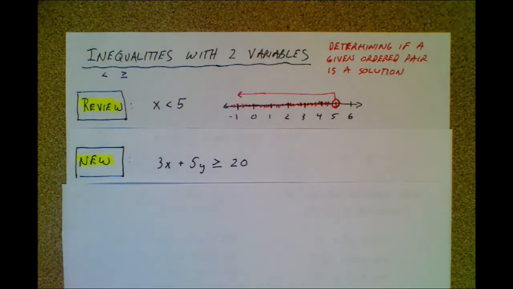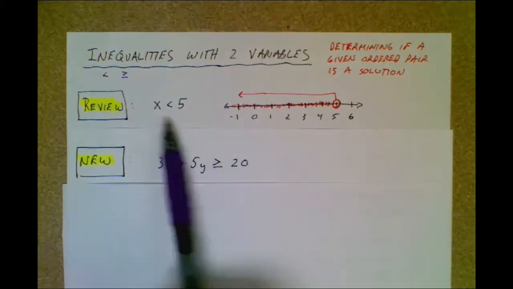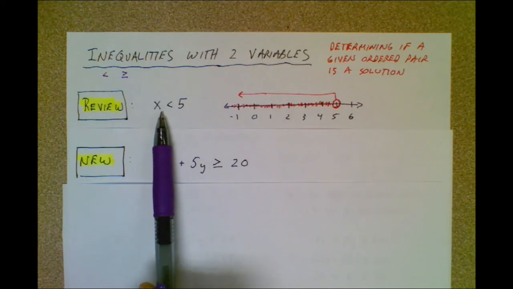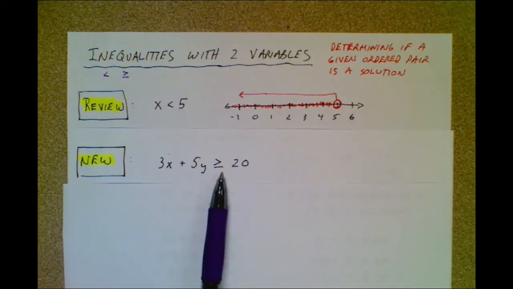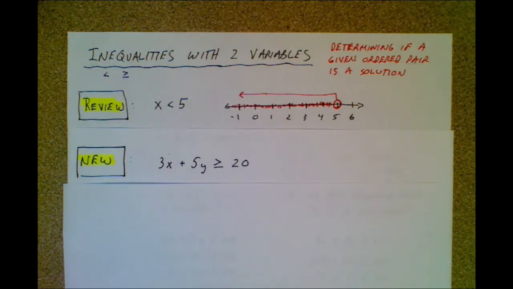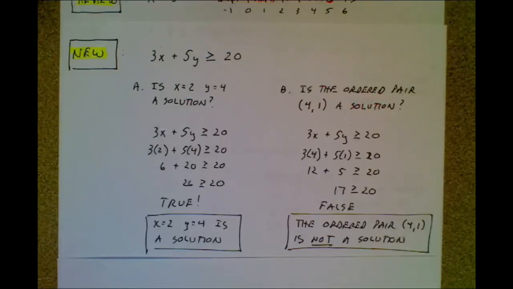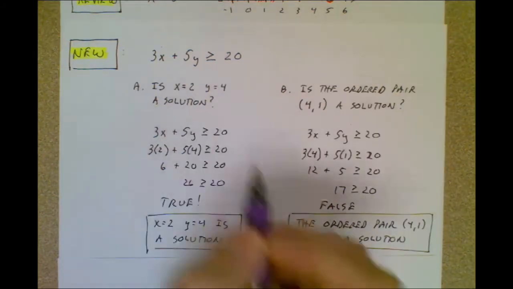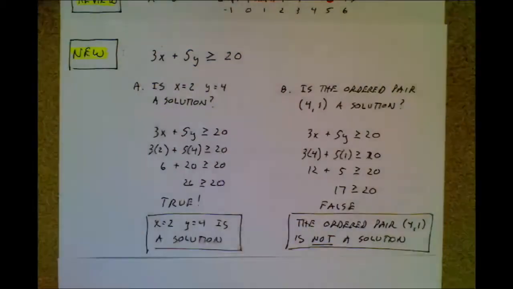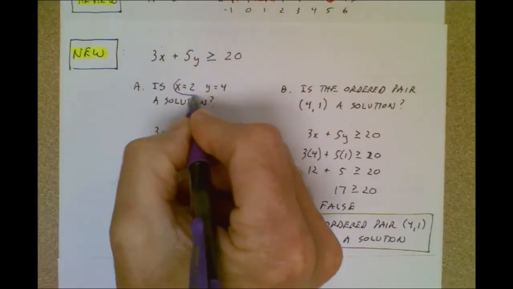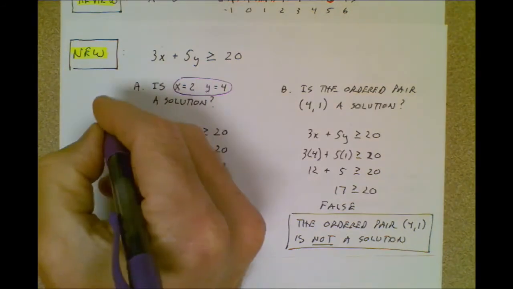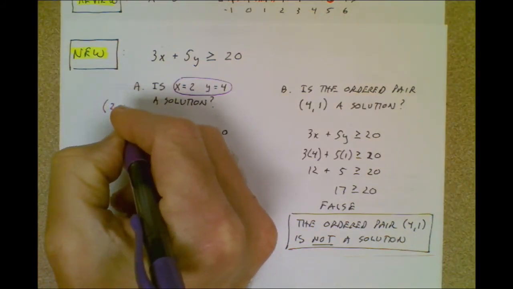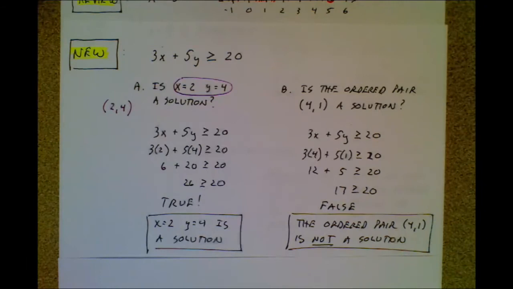So now we'll move forward to the new stuff. What we did before were inequalities with one variable, just an x. The new stuff is going to have x and y variables. And for today, we're just concerned about determining if an ordered pair is a solution to that inequality. And by the way, for this first example, I have x equals 2, y equals 4. Remember that you can always write that as an ordered pair, 2, 4.